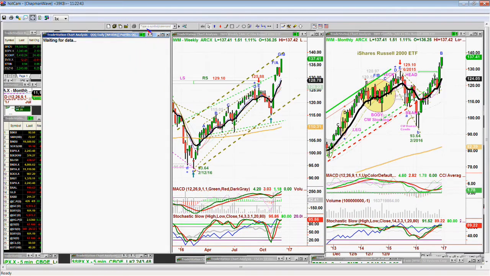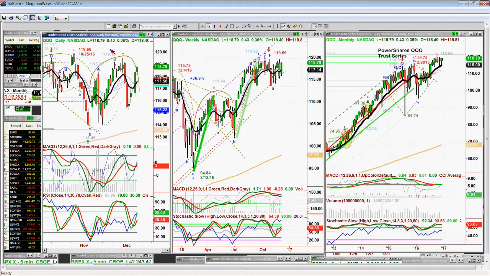The QQQs are stalling. No, they're up 43 cents at 118.79. Even more important than that, if there's any chance that the Qs can break above 119.66, that's good. Not good enough. The Qs need to get to 122 in December. If they do that, that's going to be extraordinary action.